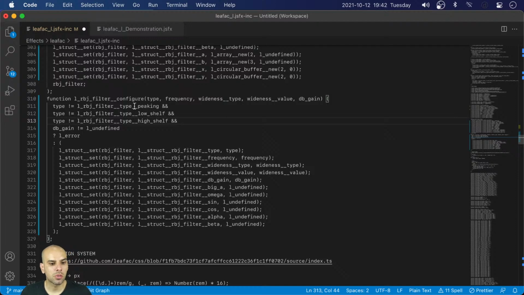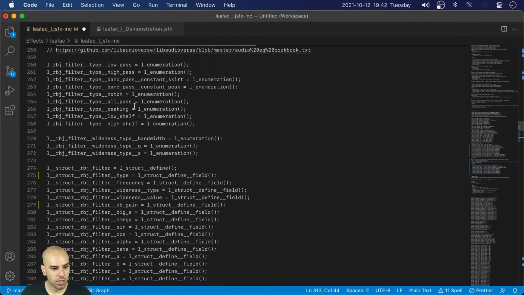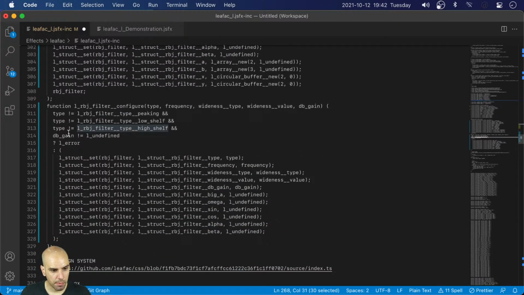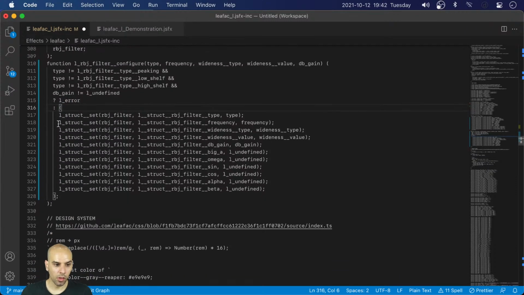There you go. So if my type is not peaking or low shelf or high shelf, these three types, and my dB gain is defined, it's different from undefined. There is a double negation, undefined and not. So if my dB gain is defined, it doesn't make sense. It doesn't belong there. So I'm just going to return an error. Otherwise, I'm going to proceed.